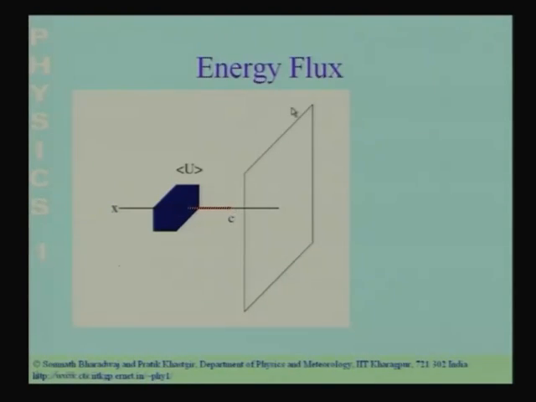So, let us now ask the question. We take a surface perpendicular to the direction in which the wave is propagating. So, in this case, the wave is propagating along the x axis. So, we take a surface perpendicular to the x axis and ask the question, how much energy crosses a unit area of this surface per second.